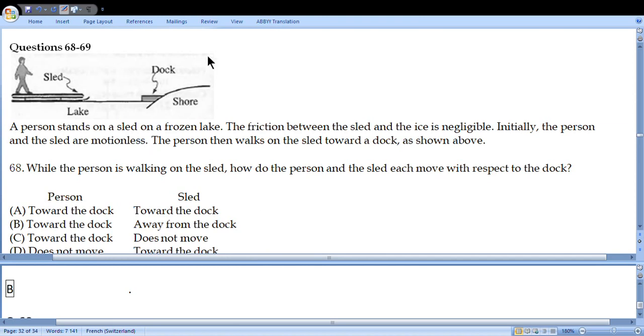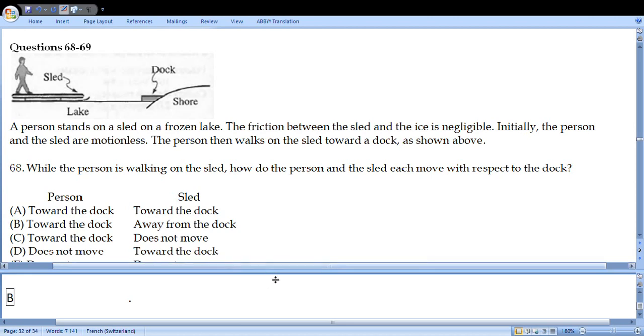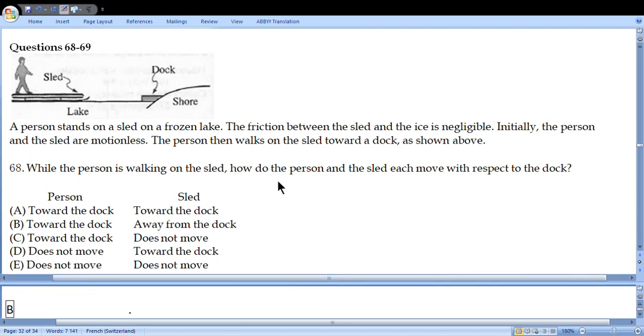Question 68-69. A person stands on a sled on a frozen lake. The friction between the sled and the ice is negligible. Initially, the person and the sled are motionless. The person then walks on the sled toward a dock as shown above. While the person is walking on the sled, how do the person and the sled each move with respect to the dock?